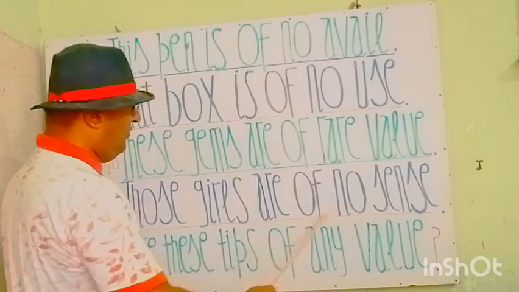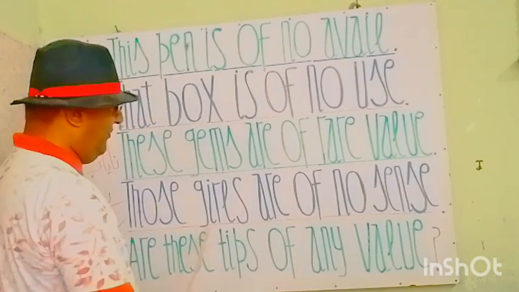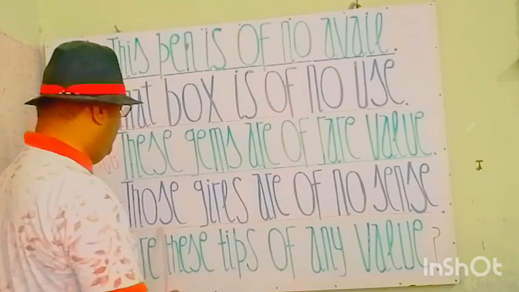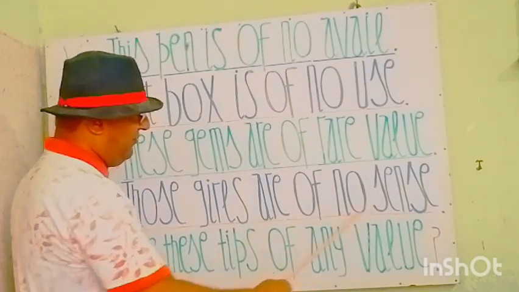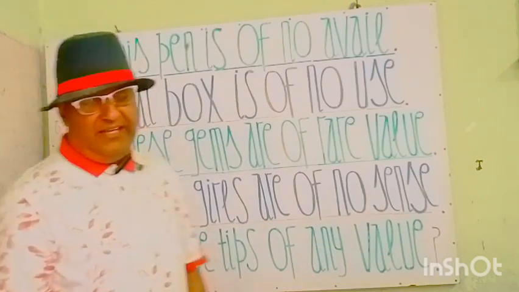Those girls are of no sense. Also a negative statement. This is a negative sentence. Those girls are of no sense.